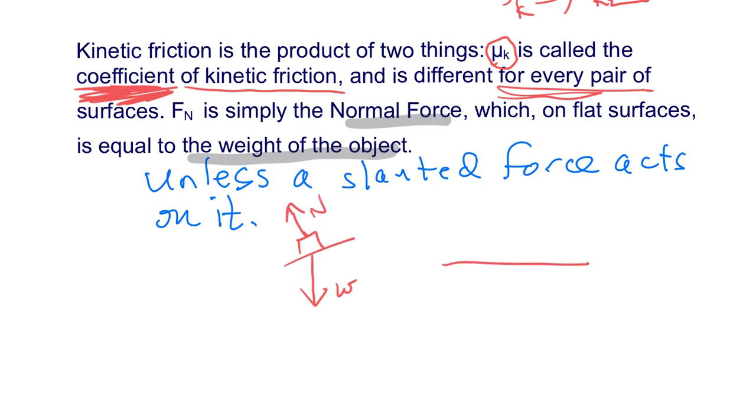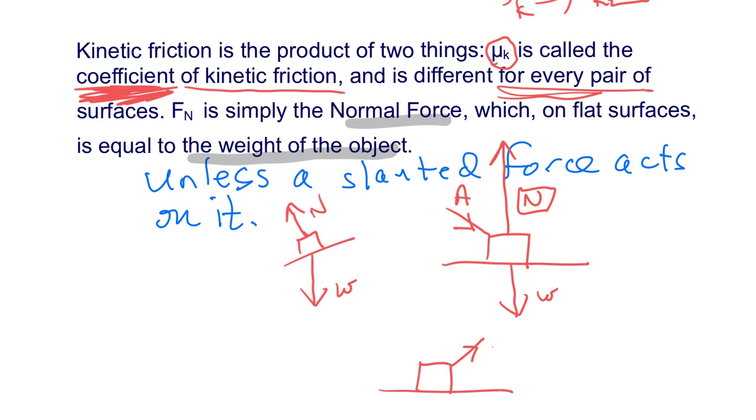Whereas if we're pushing down, we're going to find this out later. If we're pushing down with the applied force, the weight's going to be something, but the normal force will be bigger than the weight. And if we're pulling up on something, the normal force will be smaller than the weight. Now, by definition, normal force is what the scale would read if that object was resting on a scale.